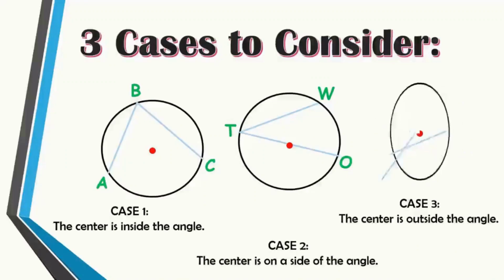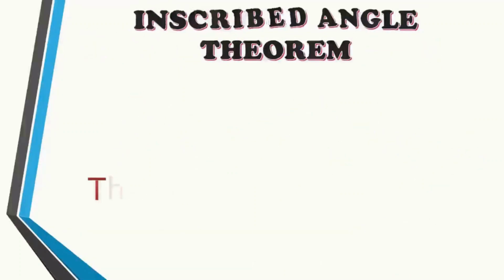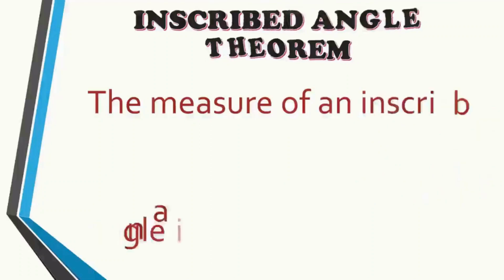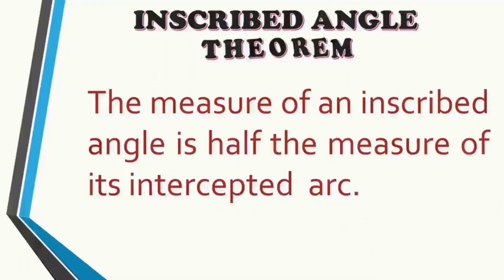And case number 3, the center is outside the angle. So in that case, ang ating inscribed angle is angle NFU. Inscribed angle theorem: the measure of an inscribed angle is half the measure of its intercepted arc.